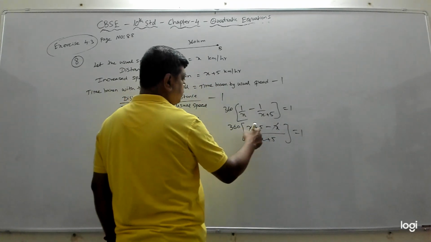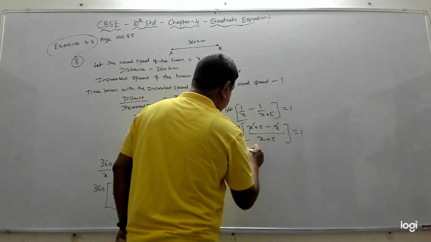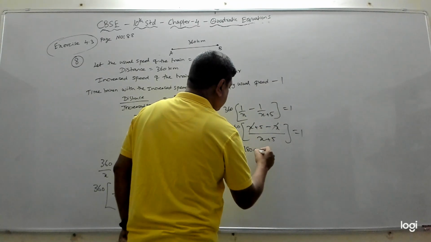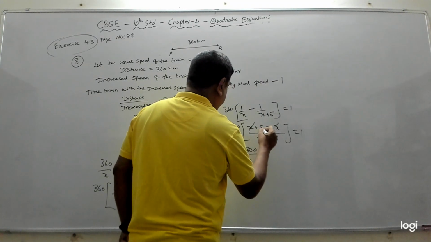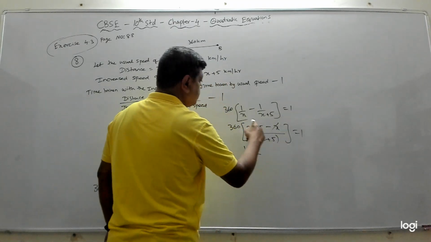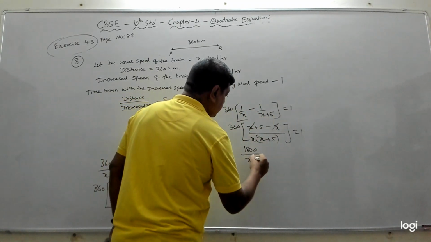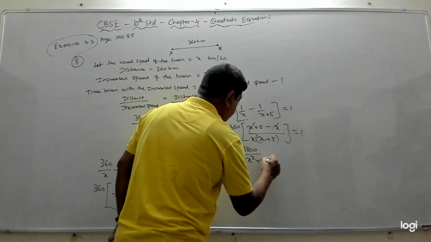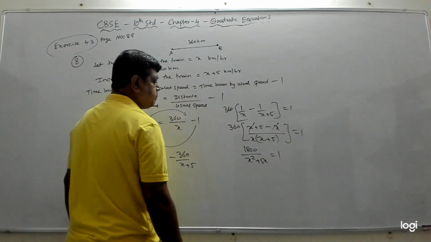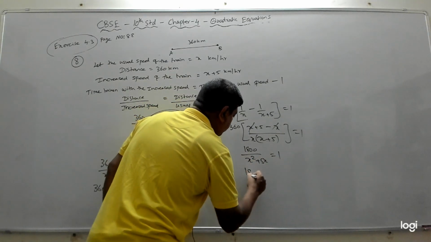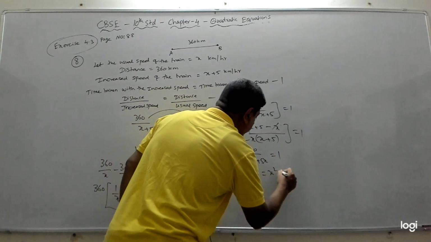Now 360 into 5 is 1800 by x square. Sorry, this is x into x plus 5. This into this minus this into this by x into x plus 5. It will become x square plus 5x equal to 1. Now this will go here. We'll get 1800 equal to x square plus 5x.